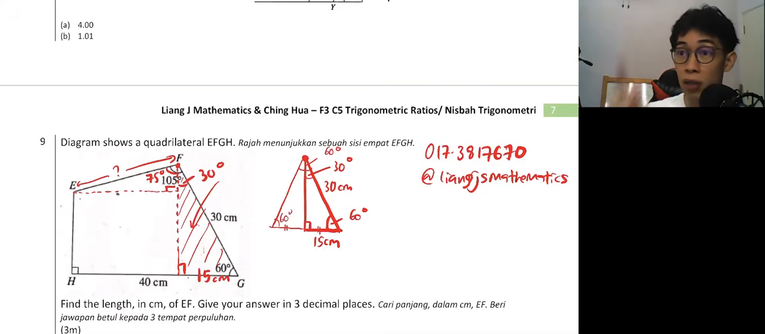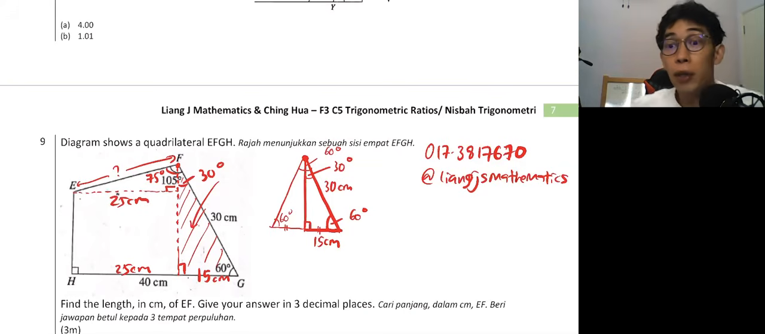Yes, Jawan, you're right. Now, since we have our 15 here, it means over here is 25 cm and the one on top is 25 cm as well. And now you can solve the EF already because you have 25 cm and 75 degrees.